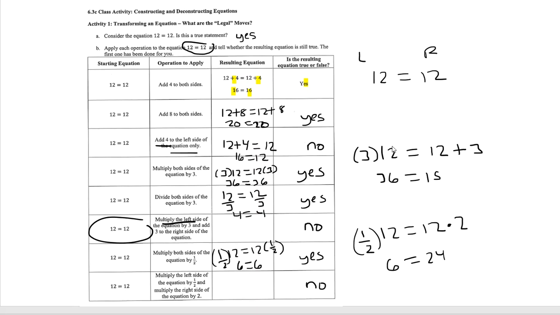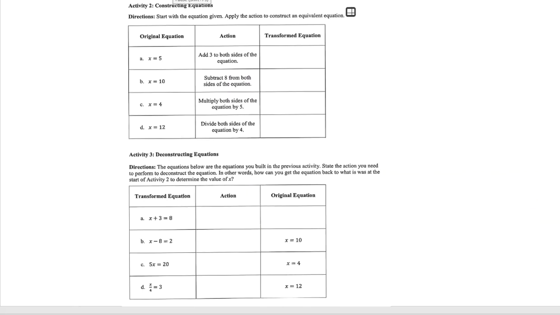Now as we look back through this activity, what I want you to notice is anytime we were doing the same exact thing to both sides of the equation, it kept the equation true. Anytime we were doing different things to the left side than we were to the right side, the equation did not stay true.